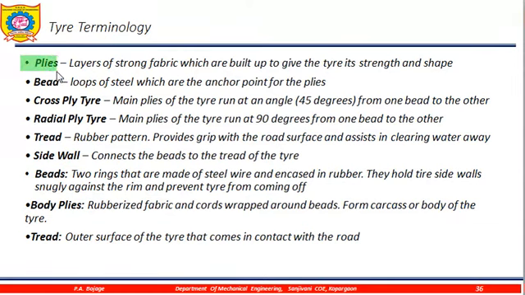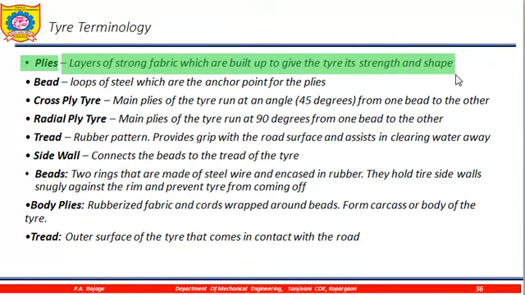So what are the plies? Plies are the layers of strong fabric which are built up to give the tire its strength and shape. So those are the plies. What is the bead? The loops of steel which are at the anchor point of the ply, which fit on the rim. It holds the tire and the rim together.